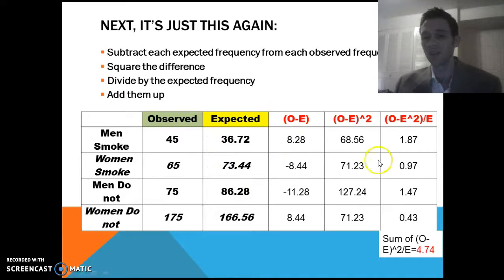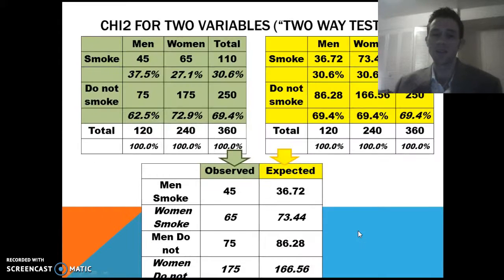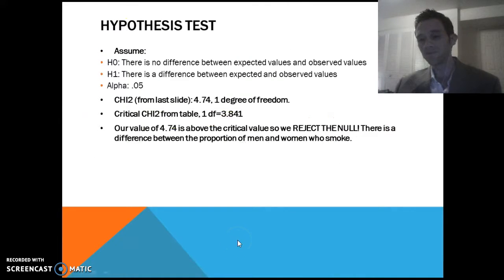And again, you'll continue this on. 127.24 divided by 86.28, you get 1.47. And you add this up, you'll get your total of 4.74. That is your chi-square. So now you have chi-square, and you just need degrees of freedom. And again, this is a 1 degree of freedom table.